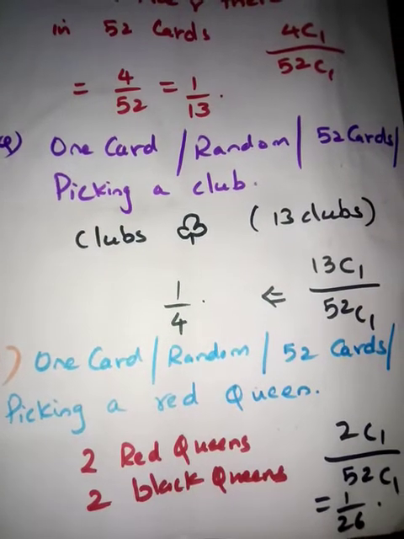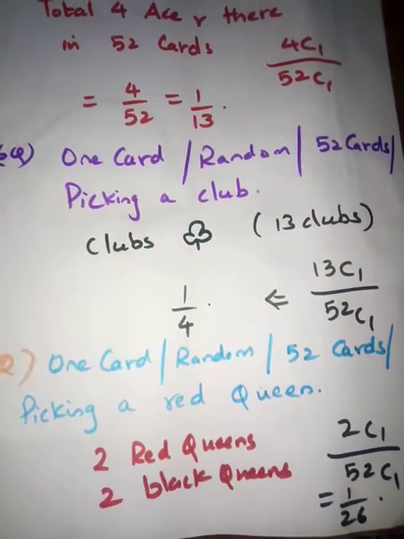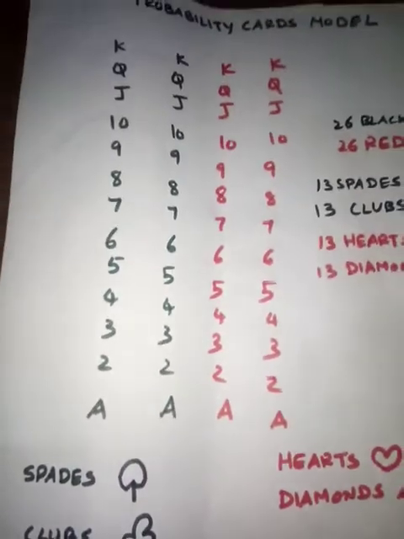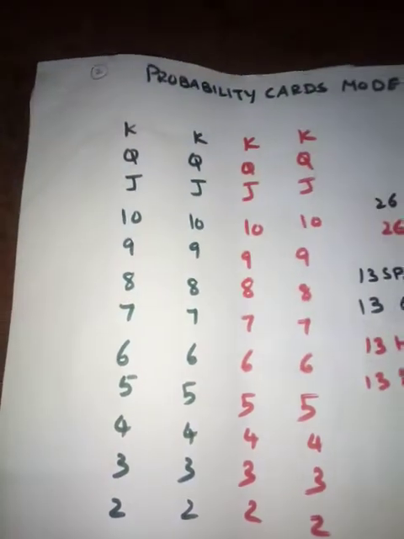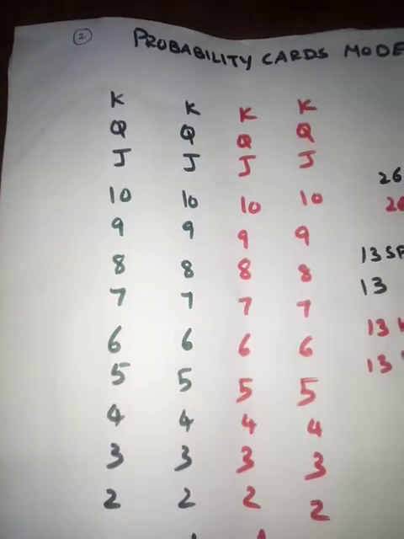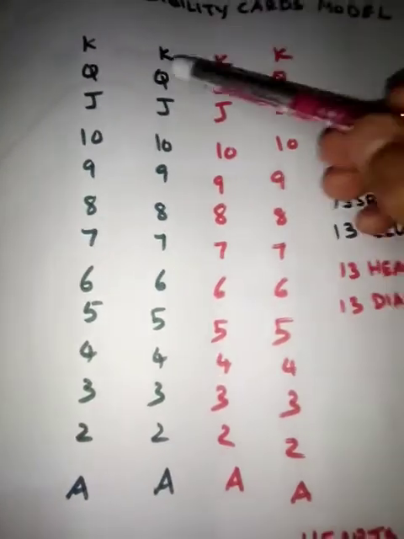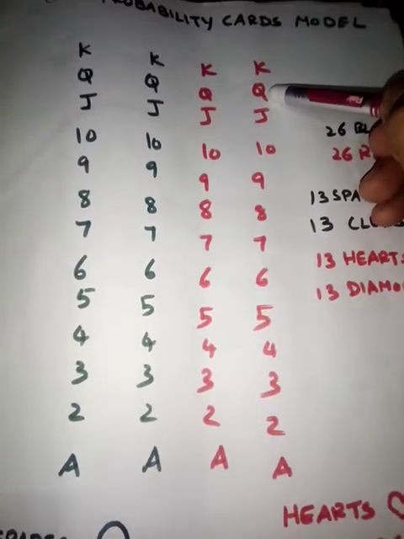Suppose the question is, one card is drawn at random from 52 cards. What is the probability of picking a black queen? Same question for red and black. There are 26 black color cards. From these 26 we have to pick one, but if we want only queens, there are only two queens in the black cards. So from these two queens, we have to take one. It's nothing but 2C1, that is 2 by 52, in the same way 1 by 26. So we have two queens of black color, and we have two queens of red color.